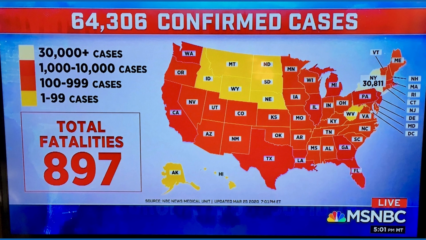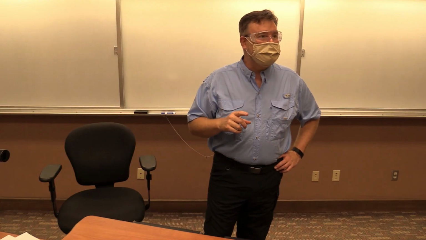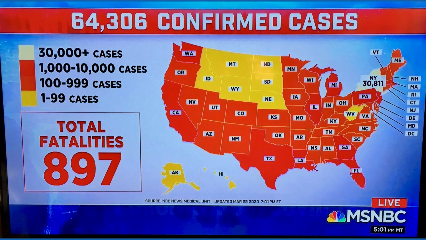So there's some states that stand out. First of all, we see New York at 30,800 cases. So that one stands out immediately. Another state that stands out to me is West Virginia, being a yellow, which would be 1 to 99 cases, in the midst of all of that red and orange. So let's watch West Virginia as I go through subsequent slides.